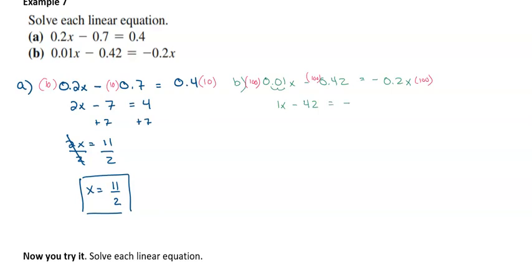Now we've got to move it 2 places to the right. So if we've got 0.2 and we move 2 places to the right, we're going to have to put that 0 in there. So it becomes 20x, negative 20x. So let's add 20x to both sides, and we get 21x minus 42 equals 0. So we'll add 42 to both sides, and we get 21x equals 42, divide by 21, and you get x equals 2. You can go check and make sure you think that's right.